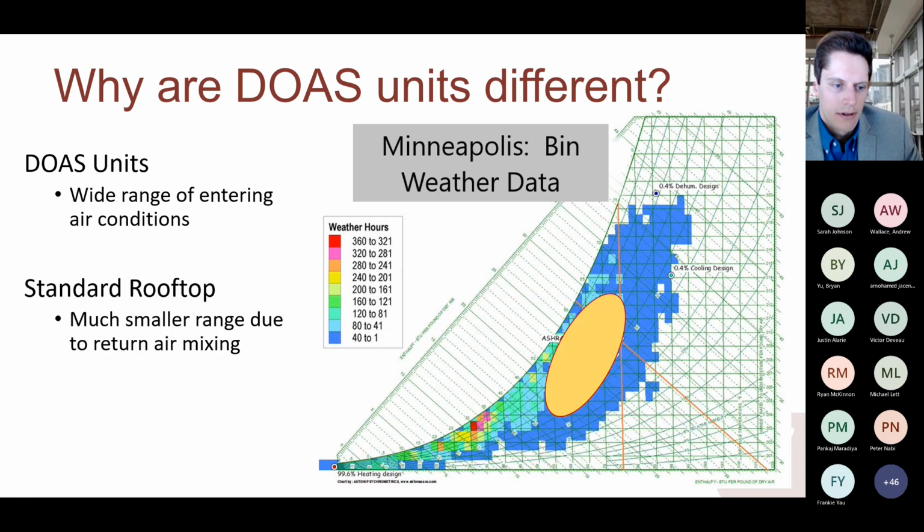As I mentioned, a package rooftop unit, because it's bringing in so little outside air, the range that the unit has to operate in is much, much smaller. Those units do a great job, but only in that range. That's what they're really designed for. So again, a DOAS unit has to be able to handle all of those state points.